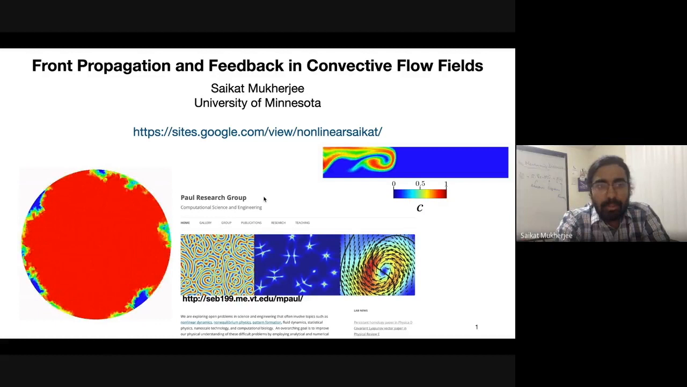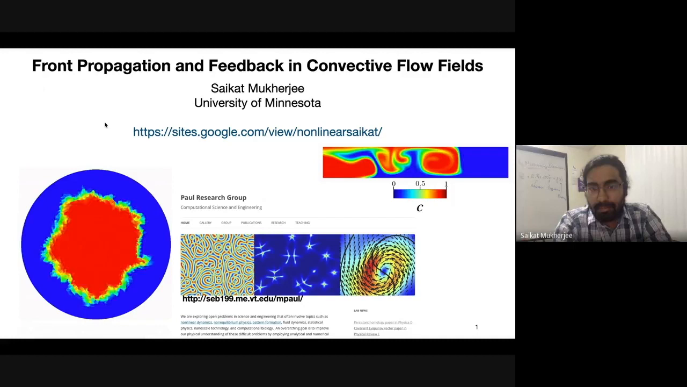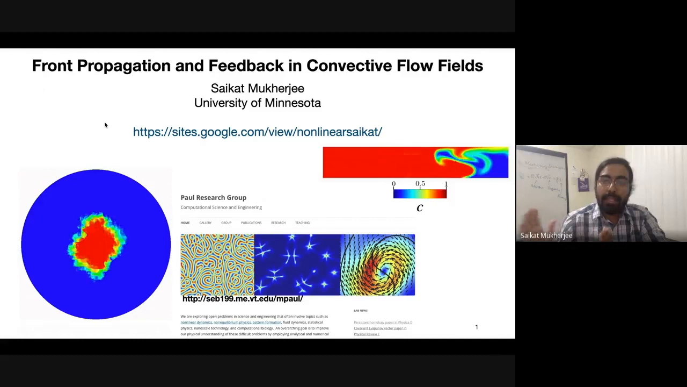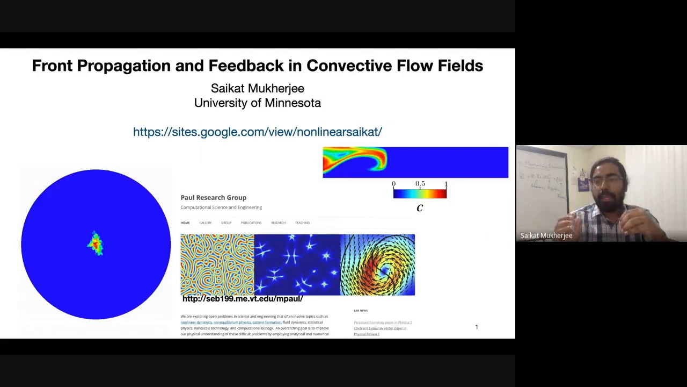Before moving on, I guess the key word for this talk is front. Now, what is a front? That's the important question. A front can be defined as a region of separation between two distinct states of a system, two distinct physical states. For example, you can have a chemical reaction, and a front would be the interface which separates the products and reactants in a chemical reaction.